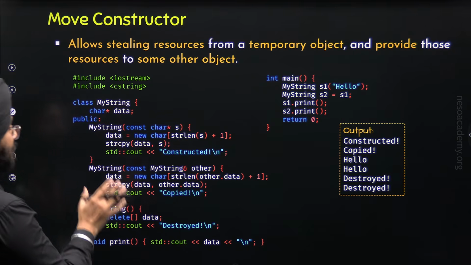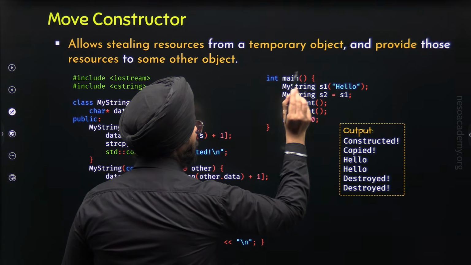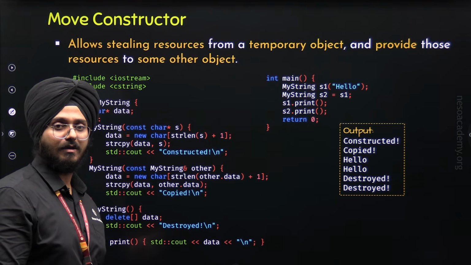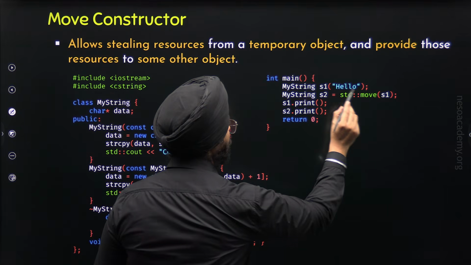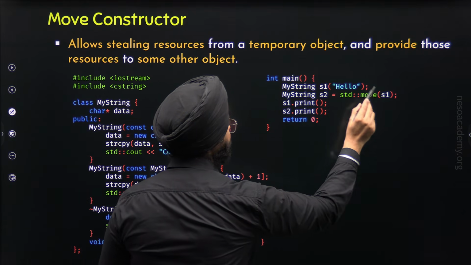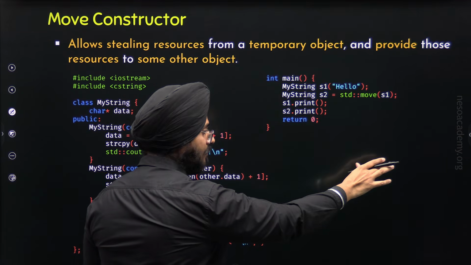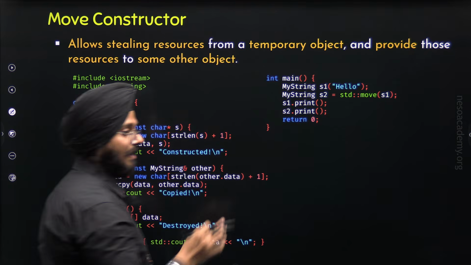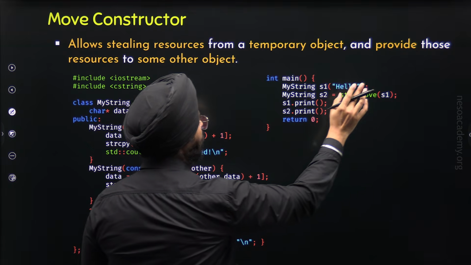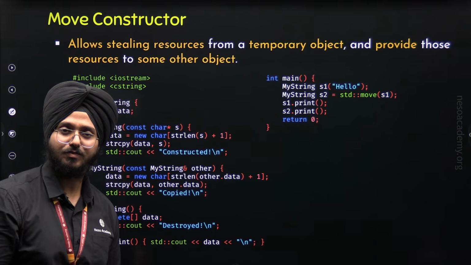Now, in order to define the move constructor, we need to tell the compiler that S1 should be treated as a temporary object. This can be done with the help of std::move, like this. To std::move, I have provided S1 as the object. With this, we are telling the compiler that S1 should be treated as a temporary object, and therefore, the ownership of S1 should be transferred to S2. I hope this is clear to you.